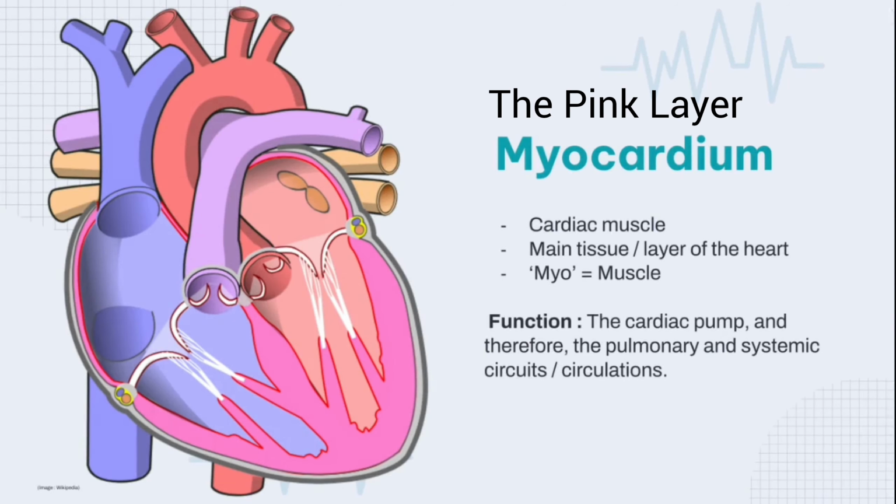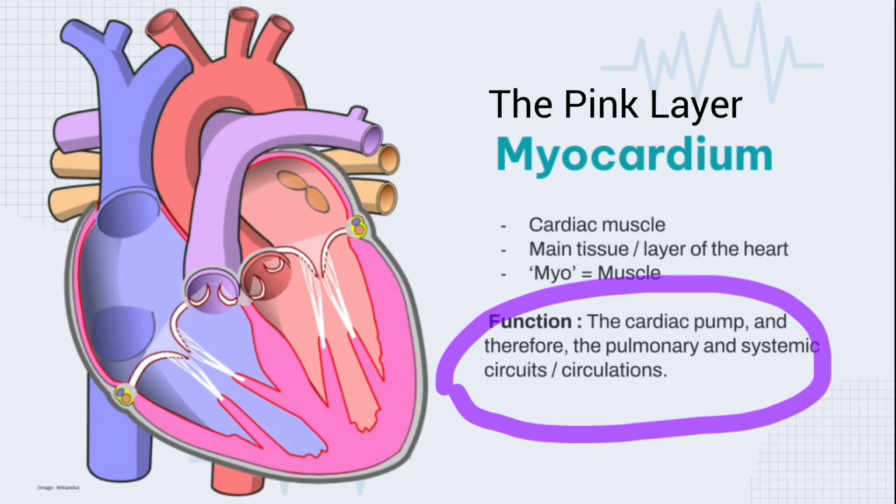The myocardium, sometimes referred to as cardiac muscle, is the main tissue which the heart is made up of. The muscle previously seen here on the diagram was indeed the myocardium. The prefix myo means muscle, hence the words myology, the study of muscles, myocyte, a cell found in muscles, and now myocardium, the muscle of the heart. It is responsible for the cardiac pump, which is what primarily enables the systemic and pulmonary circuits or circulations.